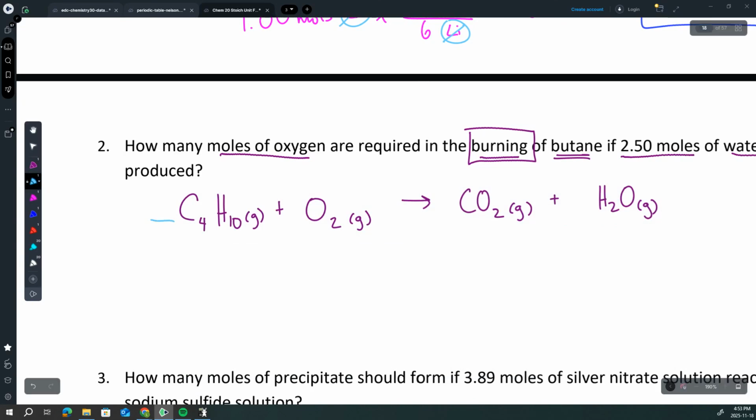Okay, and now that we have our skeleton equation, we need to make sure that it's balanced. For combustion reactions, you always start off with carbon first, then balance the hydrogens, then the oxygens. We have 4 carbons coming in, we need 4 carbons coming out. For hydrogen, we have 10 coming in, we need 10 coming out, so 5 times 2 is 10.